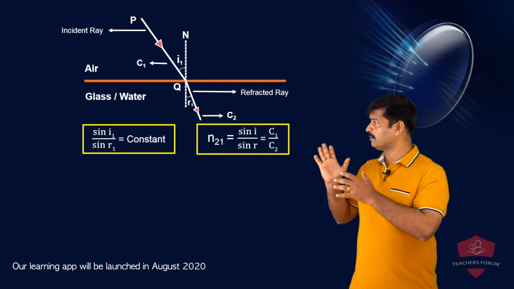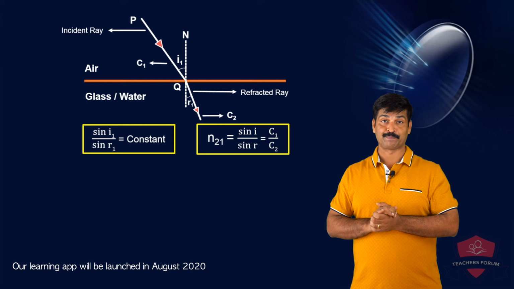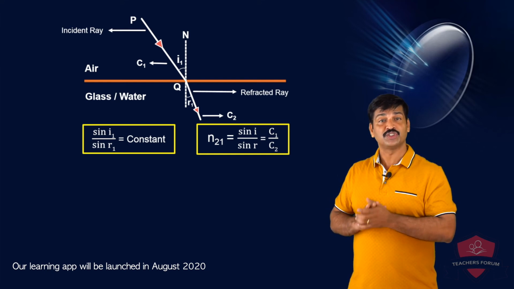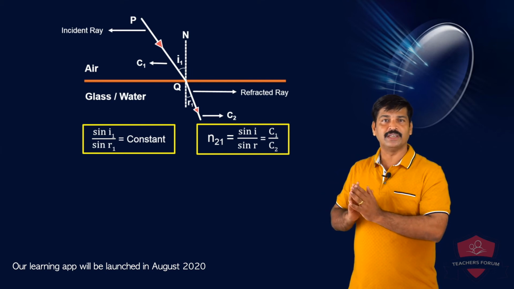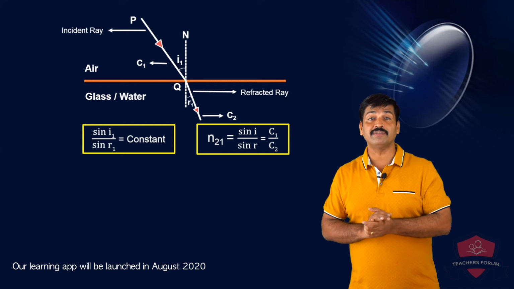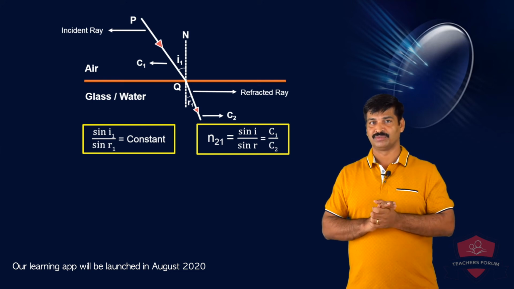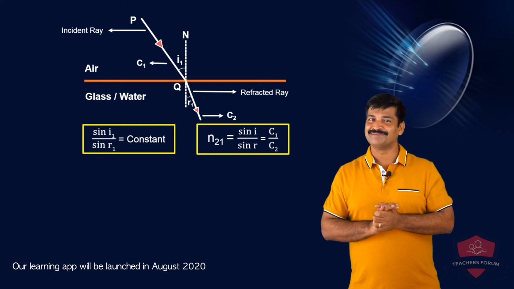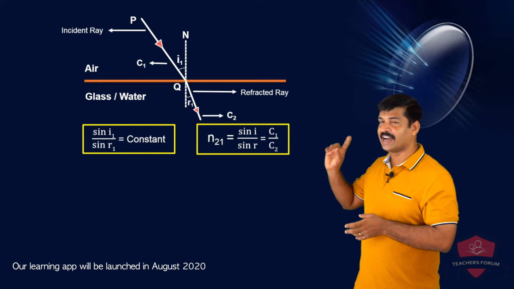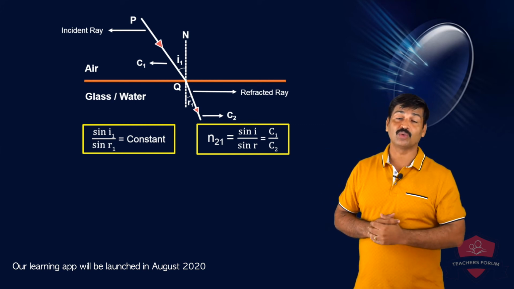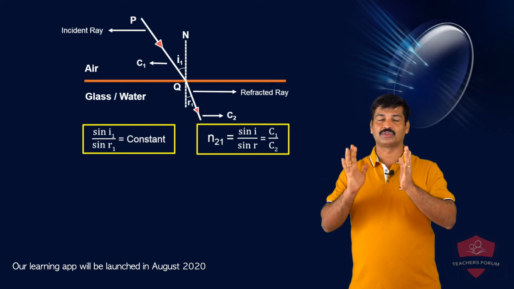This refractive index of medium 2 can be also found out if you know the speed of light in two media. Let the speed of light in air be c1 and the speed of light in water or medium 2, let it be c2. Then refractive index n21 also can be found out using the relation c1 by c2. So, refractive index of a medium n21, that is medium 2 with respect to medium 1, equals sin i by sin r, that is also equal to c1 by c2. This will be helpful for you for your examination, to solve some problems.